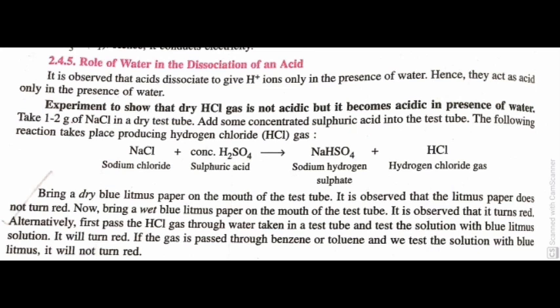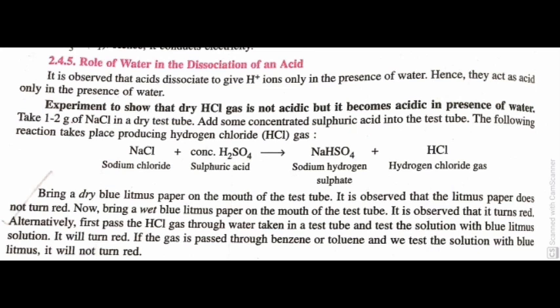Role of water in the dissociation of an acid. It is observed that acids dissociate to give H plus ions only in the presence of water, hence they act as acid only in the presence of water. Experiment to show that dry HCl is not acidic but it becomes acidic in the presence of water. Take 1-2 grams of sodium chloride in a dry test tube.